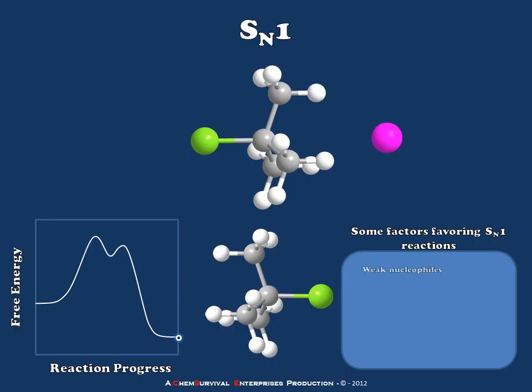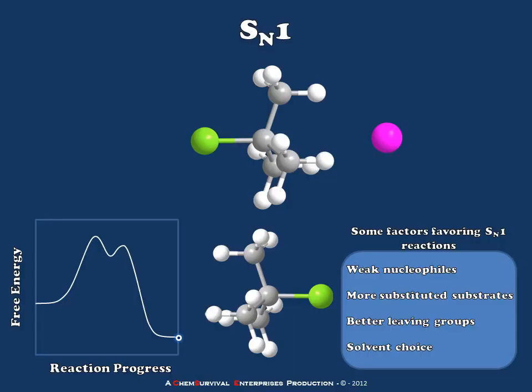So some factors that favor this particular type of reaction would include use of weak nucleophiles. The weaker a nucleophile is, the less likely it is to attack before the departure of the leaving group, forming the stable intermediate. More substituted substrates favor this mechanism because hyperconjugation from alkyl groups will stabilize the carbocation intermediate. Better leaving groups on the substrate also favor the SN1 reaction because the leaving group is more likely to depart before nucleophilic attack occurs, as is the definition of an SN1 reaction.